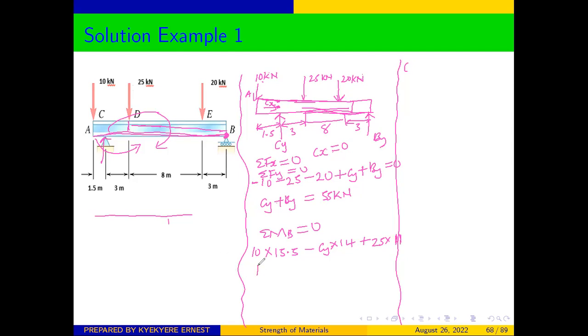Plus the 20. Also, this is a perpendicular distance. It's 3, and from the direction, it's going to rotate in the anti-clockwise direction, which is going to be positive also. So we have 20 times 3 is equal to 0. And from here, we can find CY. 14 CY should be equal to 490 kilonewtons. And from there, we can say that CY should be equal to 35 kilonewtons.